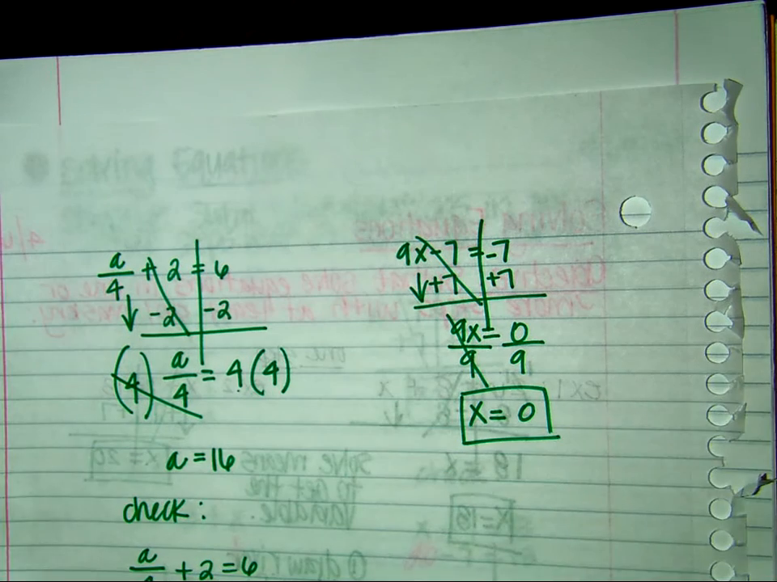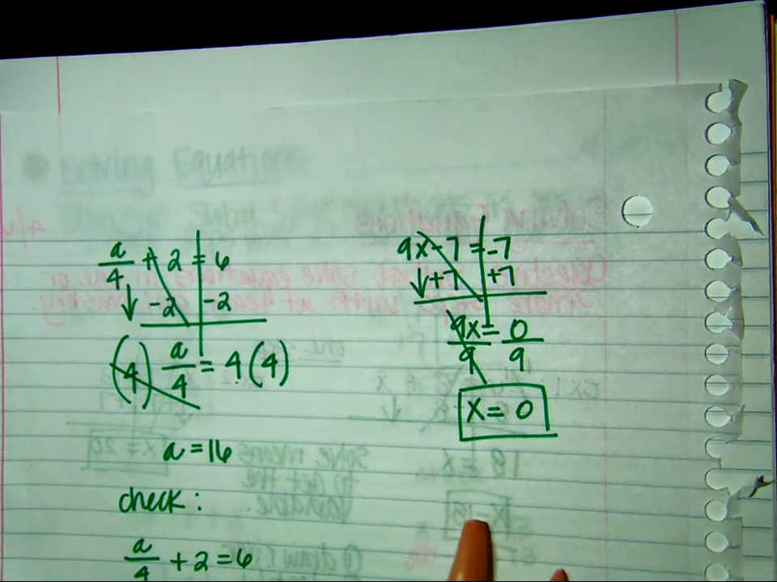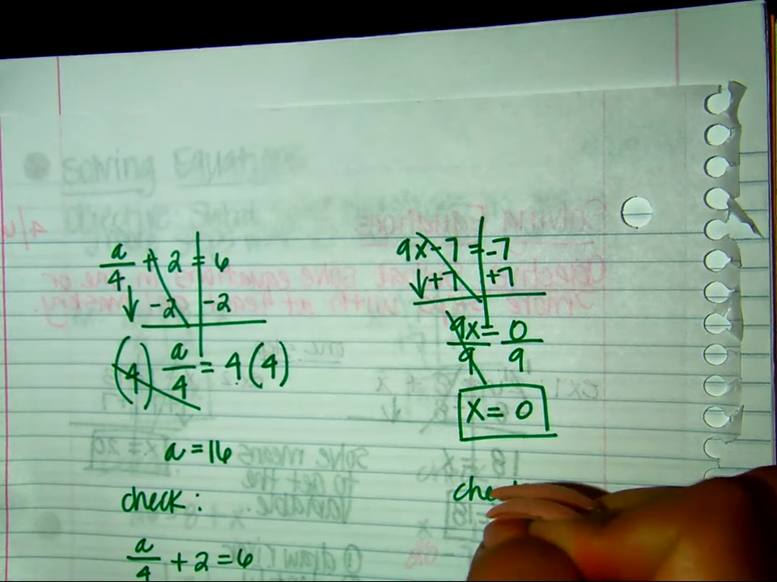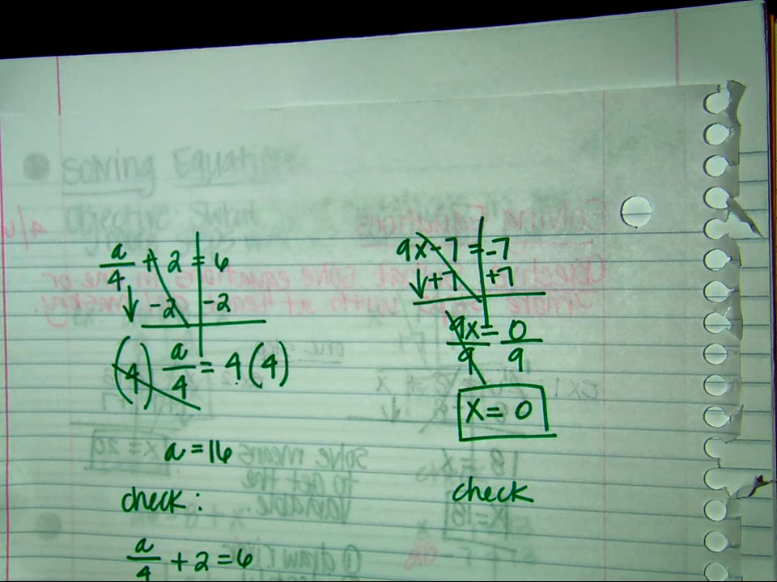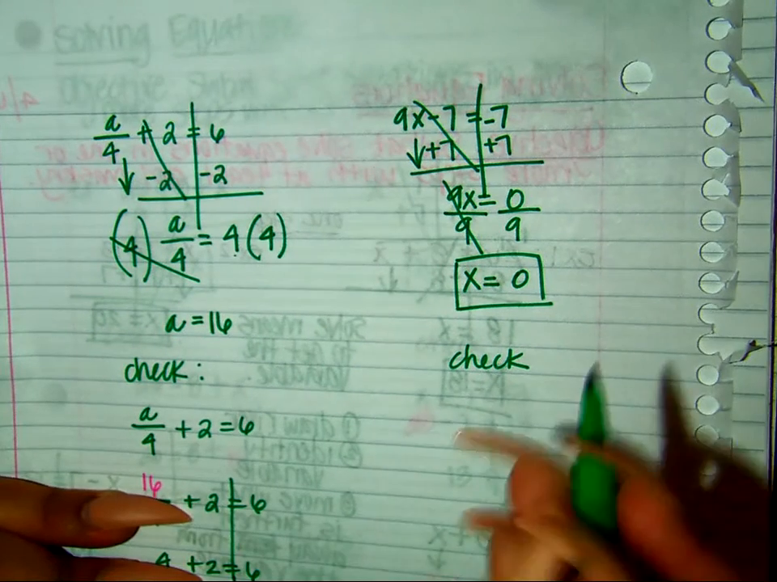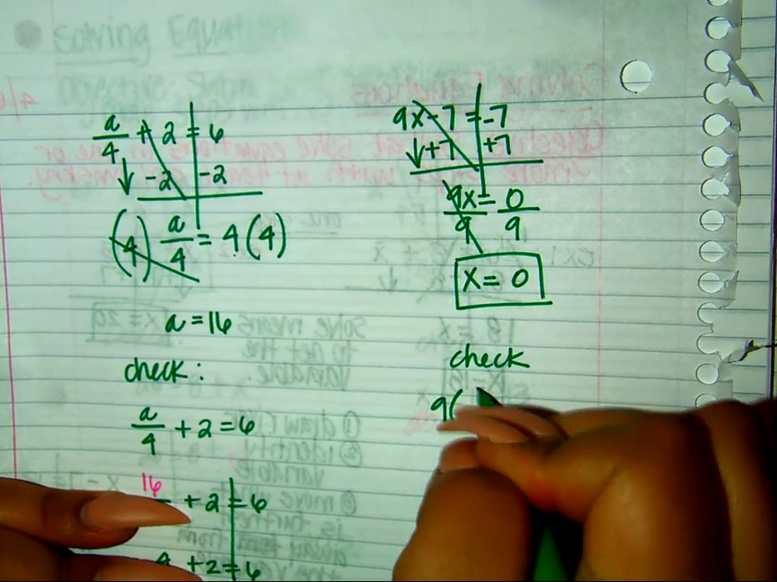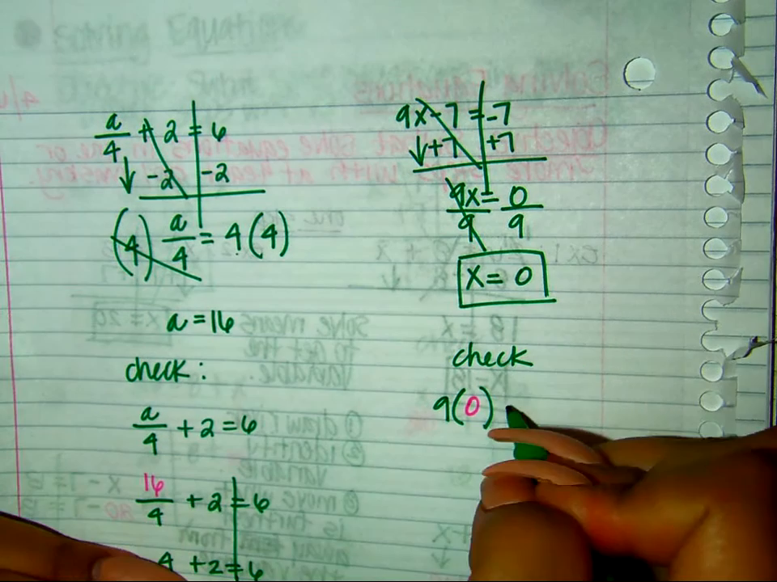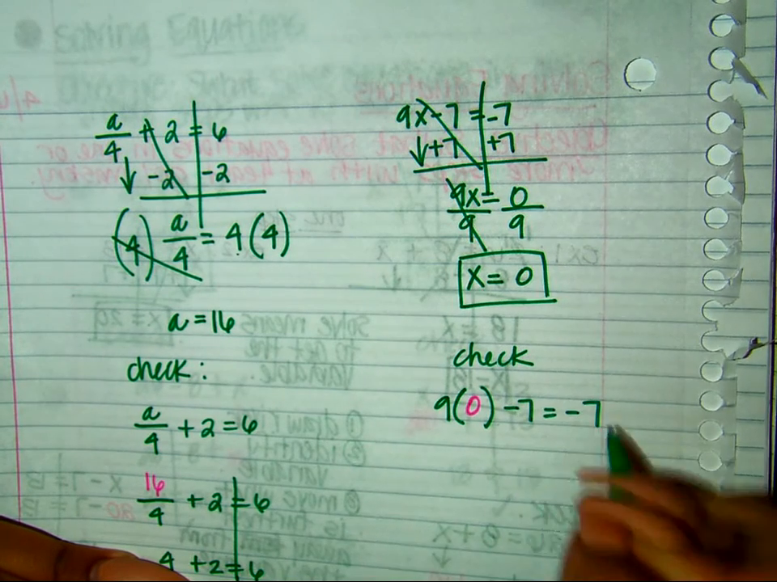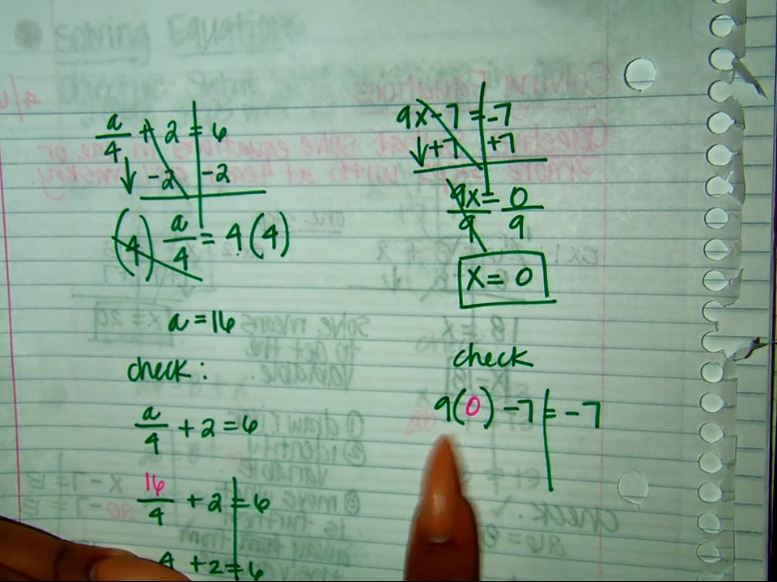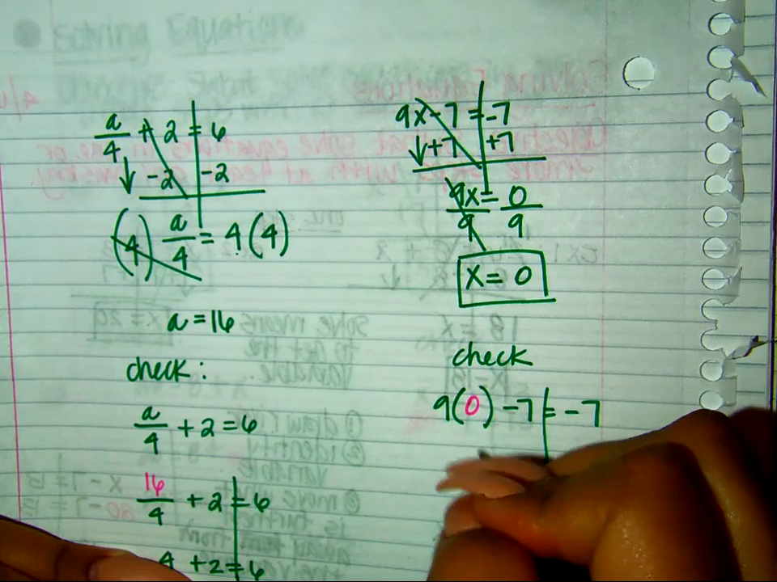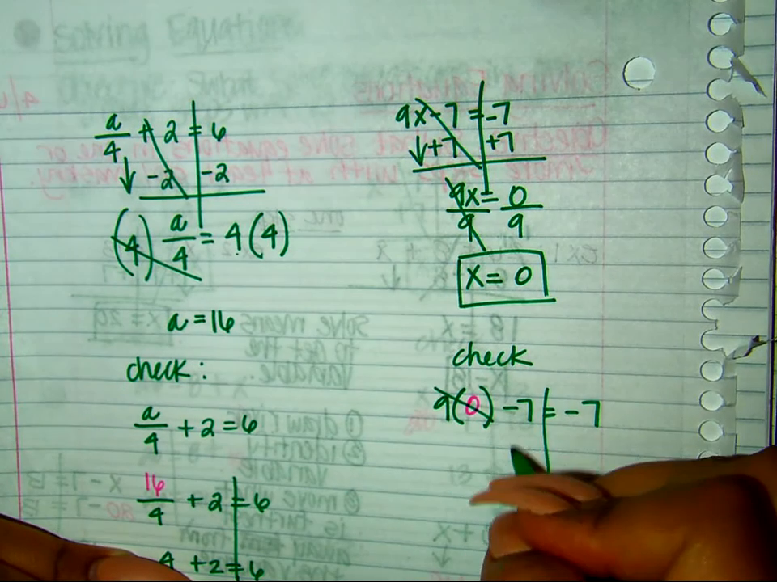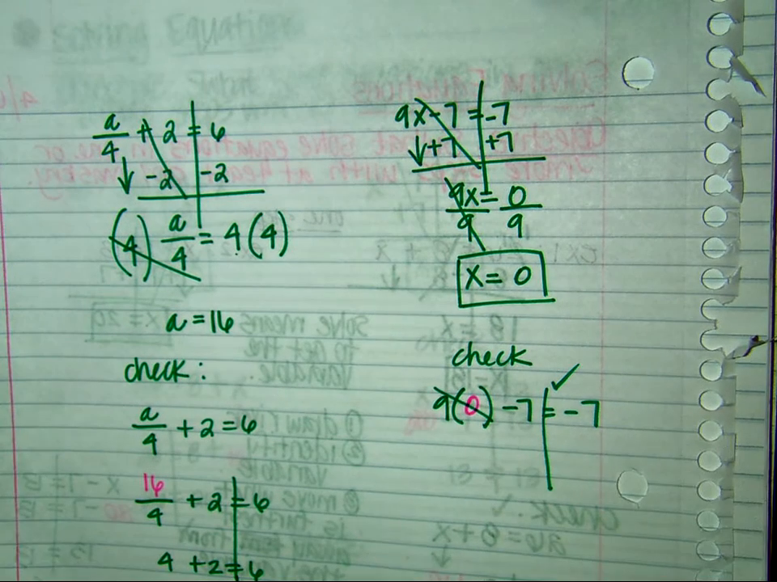So again, I have to show how I check my work. And I am going to substitute my 0 where it will go for x. So 9, and I'm going to put it in parentheses because remember it's being multiplied, minus 7 equals negative 7. I'm trying to see if this side equals negative 7. 9 times 0 is 0, so I can cancel that out. Negative 7 does equal negative 7, so that is correct.